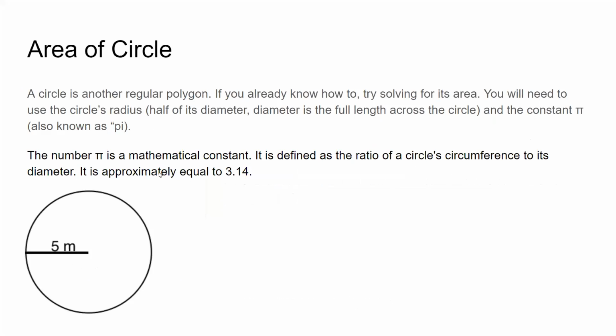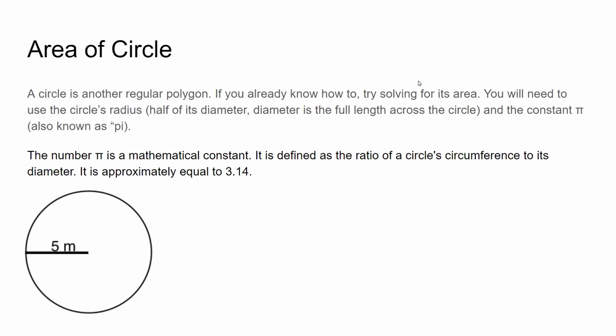Now we're going to look at the area and circumference of circles. Okay, so the area of a circle. If you already know how to solve for the area of a regular polygon, you will need to use the circle's radius, which is half of its diameter, and the diameter is the full length across. So you see that 5 meters is the radius, and the pi.